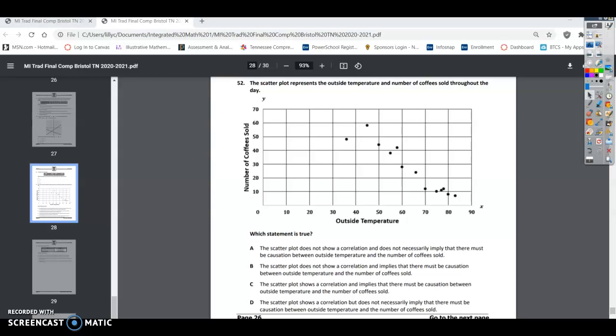Math 1, final benchmark, number 52. The scatter plot represents the outside temperature and number of coffees sold throughout the day. All right, so you can see over here on the left it says number of coffees sold from 0 to 70. On the bottom it says outside temperatures from 0 up to 90. It says, which statement is true?